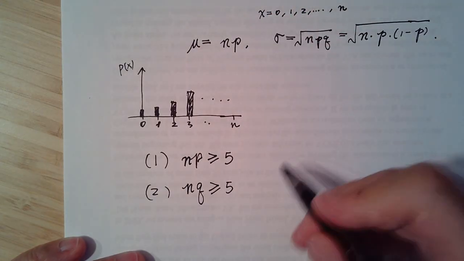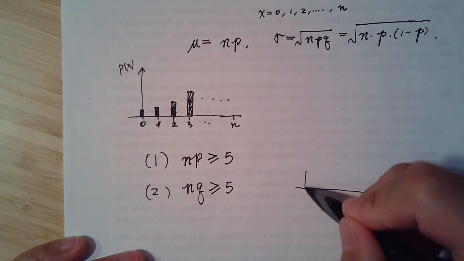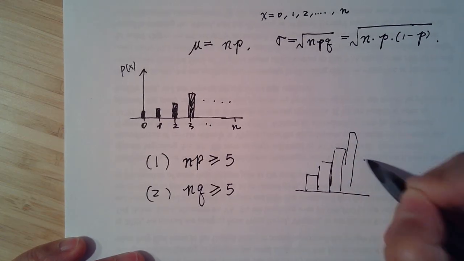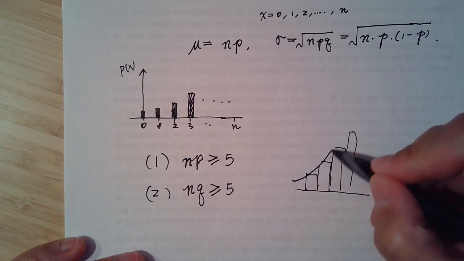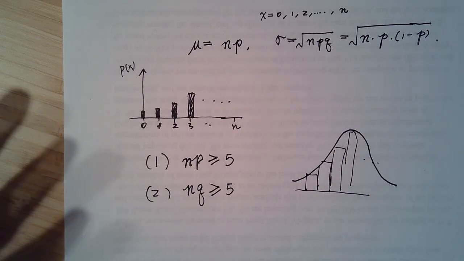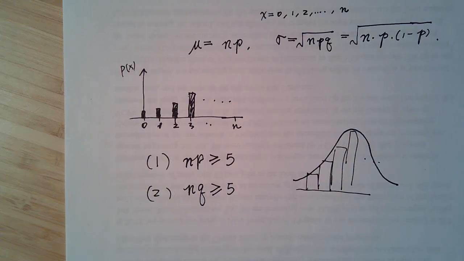In this case, when you draw the histogram, you're going to have something that looks approximately normal. That's what it says, okay? That's why we have these two conditions. If you want to use normal as approximation to binomial, those are the two conditions you always have to check.